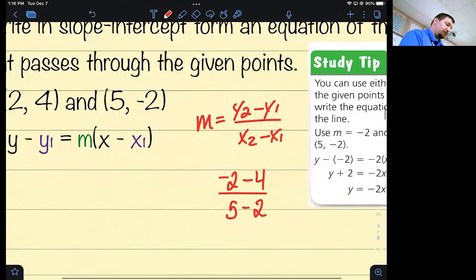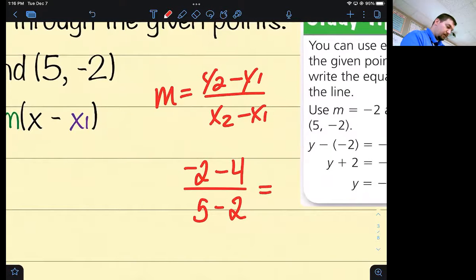Martin, can you tell me what -2 minus 4 is? Good. And 5 minus 2? And what's -6 over 3 reduced to? -2.